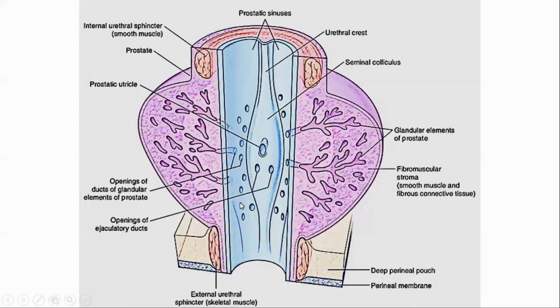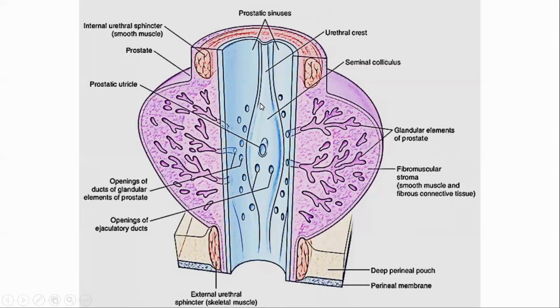The ducts of the prostate gland open into the urethral sinus, and on the midline there is one semicircular swelling. This is known as the seminal colliculus. In the seminal colliculus, there is one blind-ended pouch known as the prostatic utricle. And on either side of the prostatic utricle are the openings of the ejaculatory ducts.